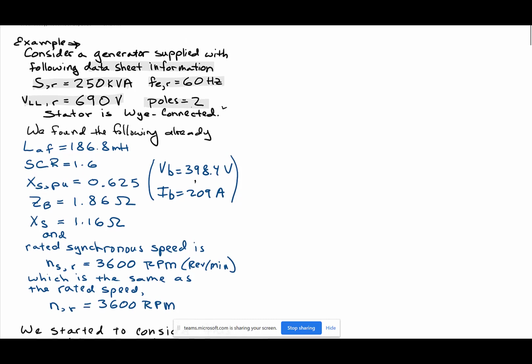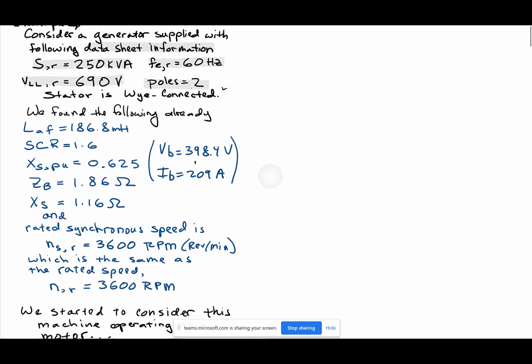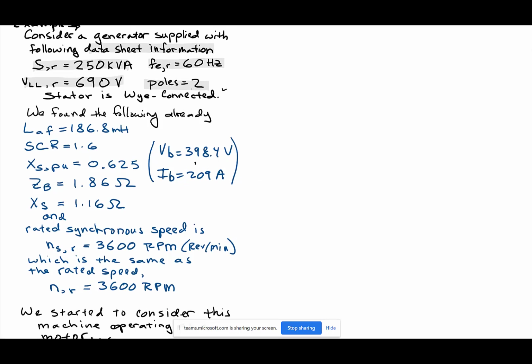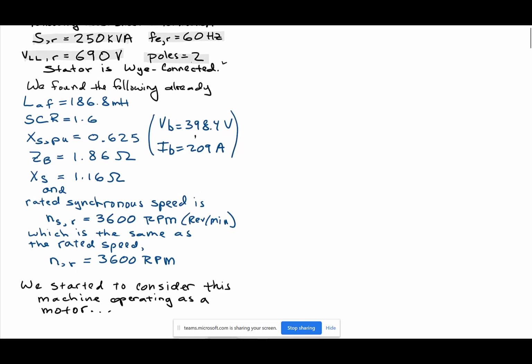So you'll see all of these things that we're learning here are going to flow over into the other machines. So we were looking at a 2-pole machine. It was a 250 kVA, so this would have been a machine that might be used for a small wind generation or something like that, or a building-sized generator. That's the idea here. It's a 690 volt, lower voltage machine.